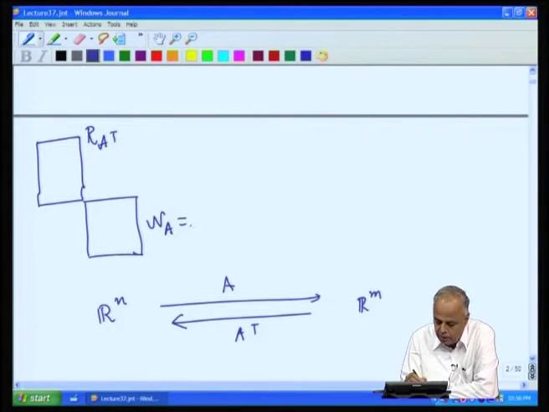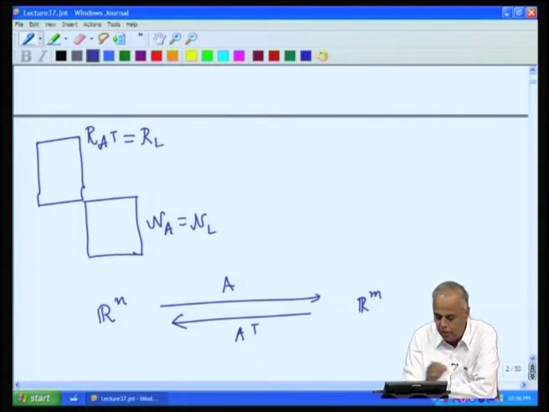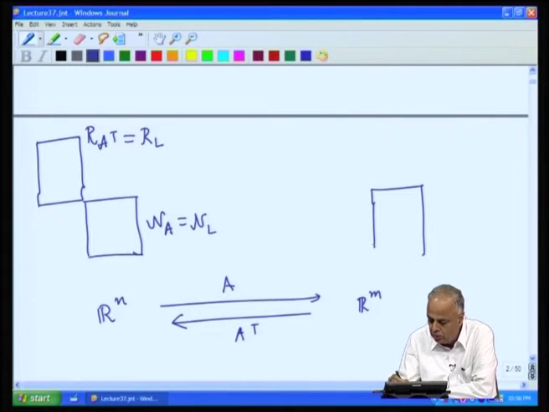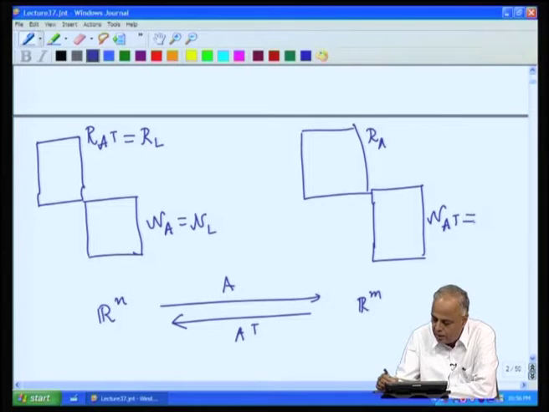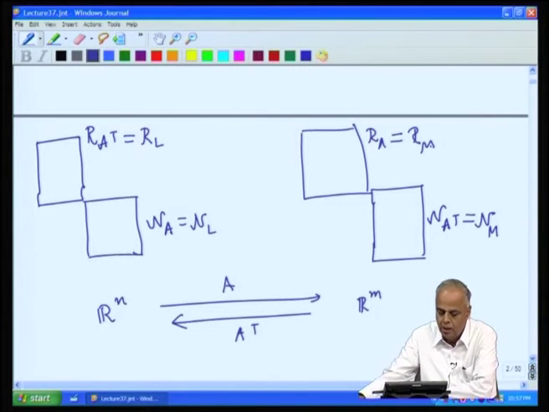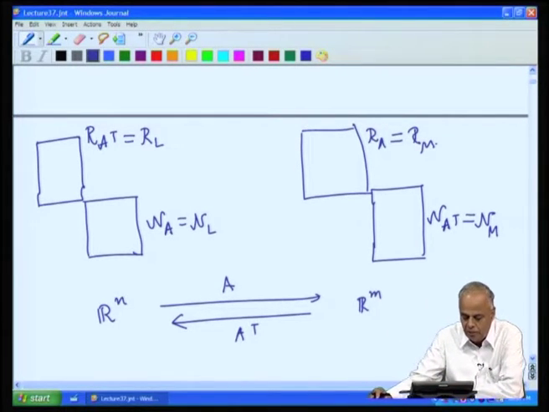We found that the null space of A is the same as the null space of the positive semi definite matrix L, and the range of A transpose was the same as the range of L. On the other side, the fundamental decomposition was the null space of A transpose and the range of A, and we found that the null space of A transpose is the same as the null space of M, and the range of A was the same as the range of M. Therefore, all these 4 subspaces can be thought of as subspaces connected not just with a rectangular matrix, but with positive semi definite matrices.